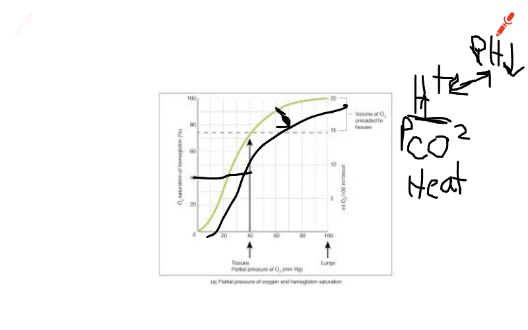If you have a lot of CO2 in your blood, that means you're exhaling a lot faster than you're inhaling. And in the next section, or in this video, we'll also talk about that. Heat is also a byproduct of exercise. It causes the curve to shift to the right.